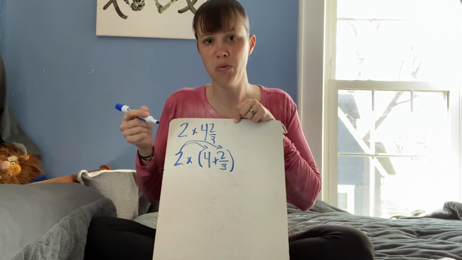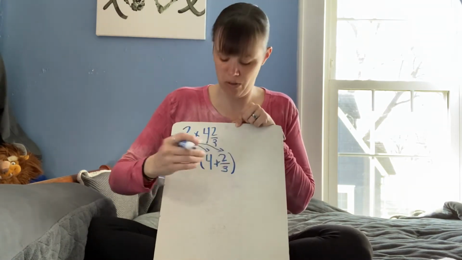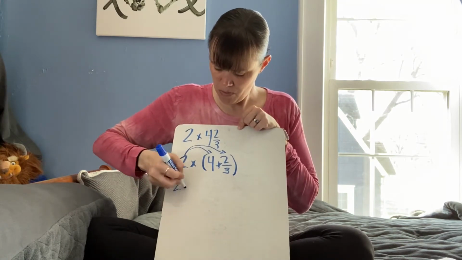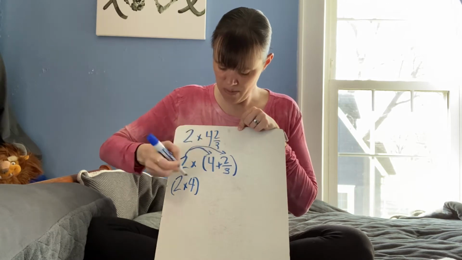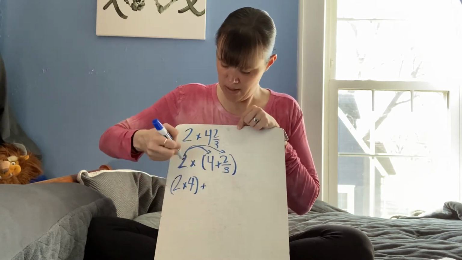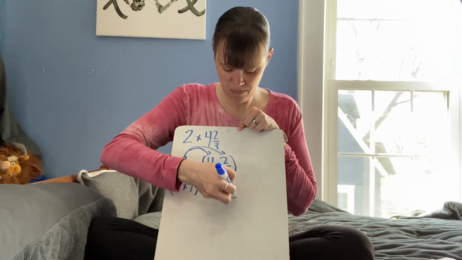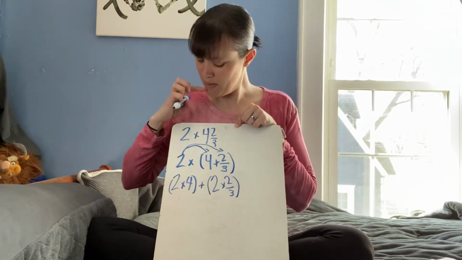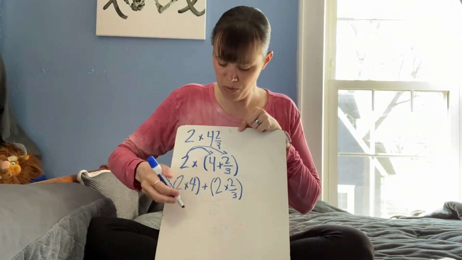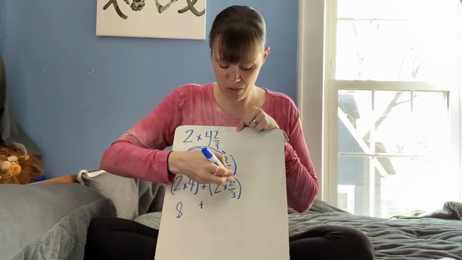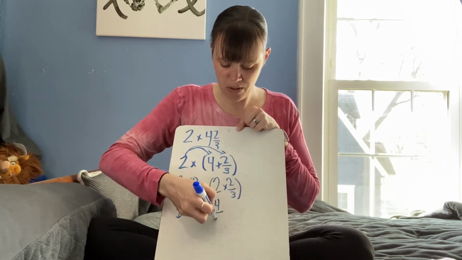Remember in that tape diagram we just did? We had 2 4s and we had 2 2/3. So first we're doing 2 times 4. See how we get 2 times 4 plus 2 times 2/3, because we had 2 4s and we had 2 2/3. 2 times 4 is 8, plus 2 times 2/3. 2 times 2 is 4/3.